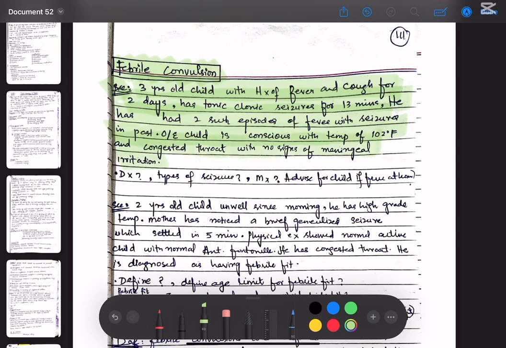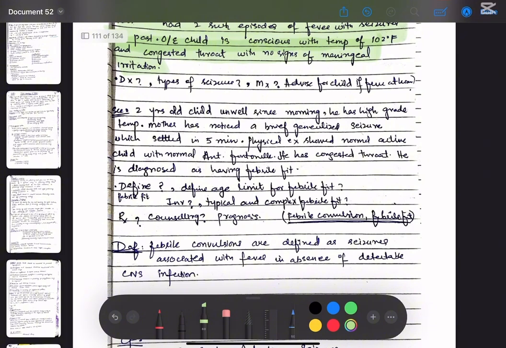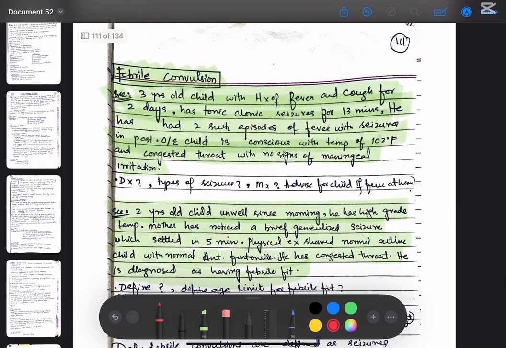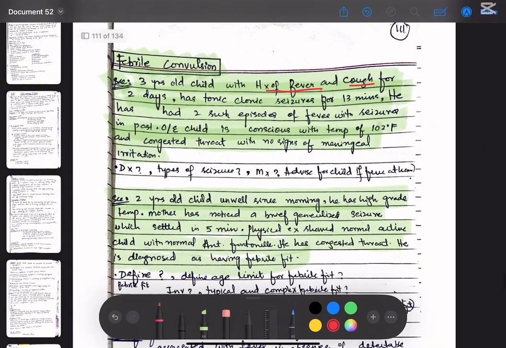Another scenario is a 2-year-old child unwell since morning with high grade fever. Mother has noticed a brief generalized seizure which settled in 5 minutes. Physical examination shows normal activity, normal anterior fontanelle, and congested throat. He is diagnosed as having febrile fits. So in febrile fits or febrile convulsion, we have the history of high grade fever and cough, and there are congested throat signs.